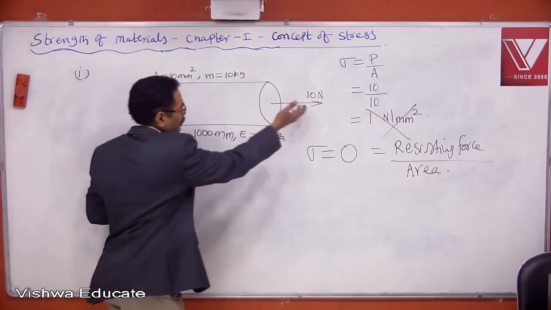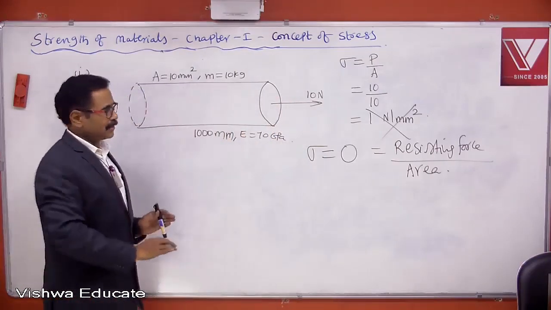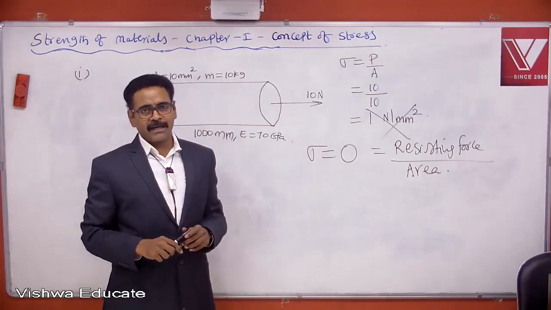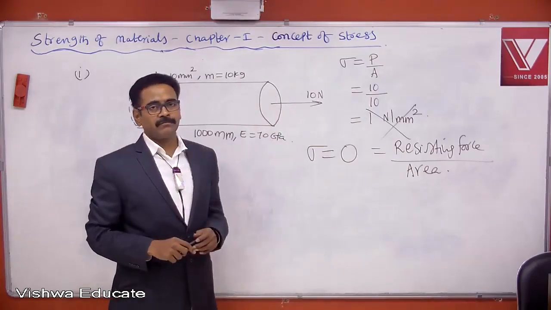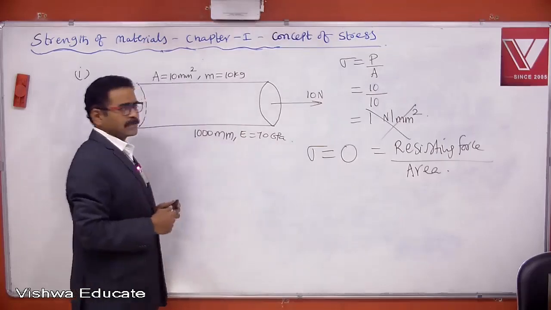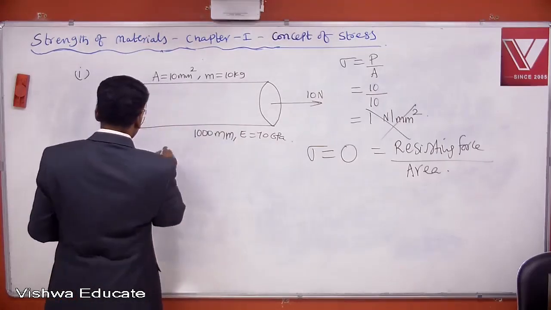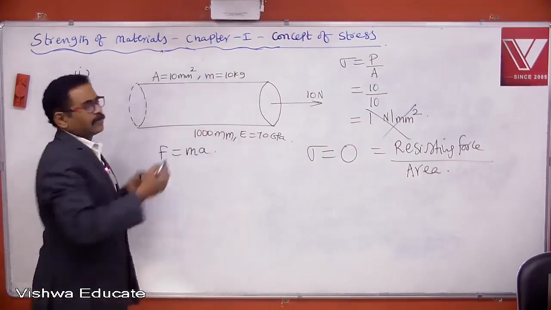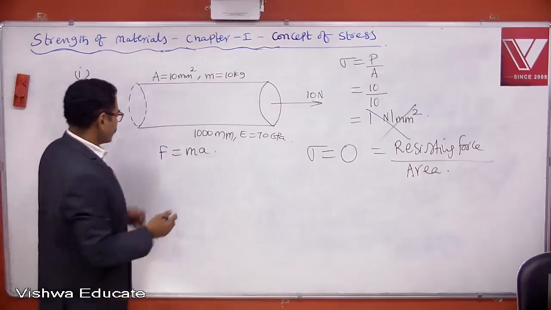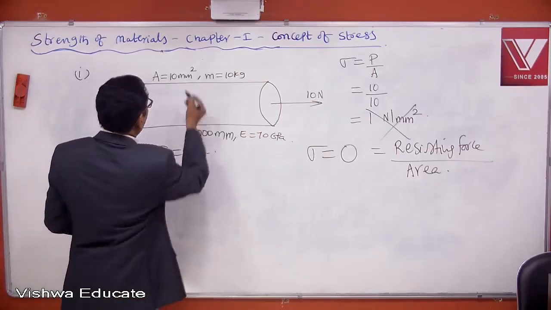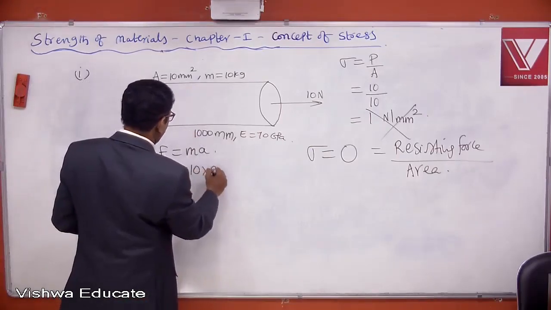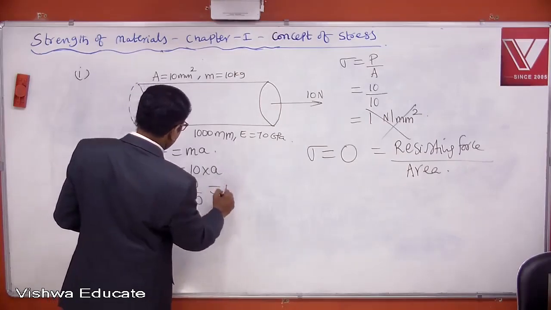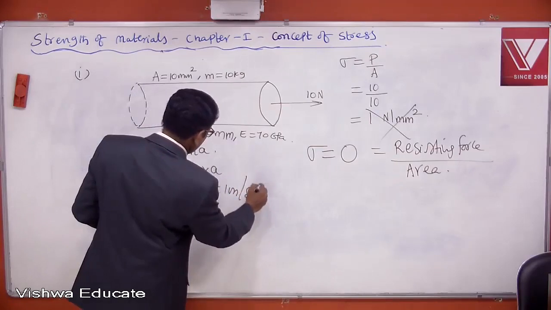You are applying 10 newtons force. The bar is not resisting. Simply the bar will follow the 10 newtons force. This bar tends to move towards right with certain acceleration. So what is the acceleration? From Newton's second law, F is equal to mass into acceleration. Here what is the resultant force carried by this bar? Resultant force is 10 newtons and the mass is 10 kg into acceleration. Then acceleration is 10 by 10, that means 1 meter per second square.